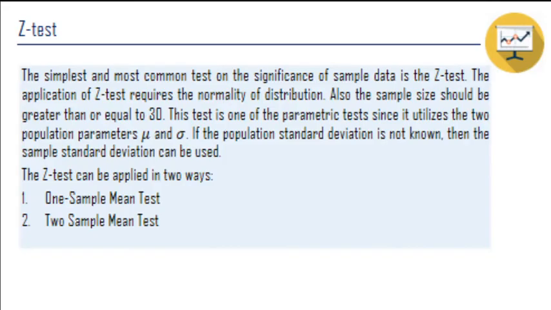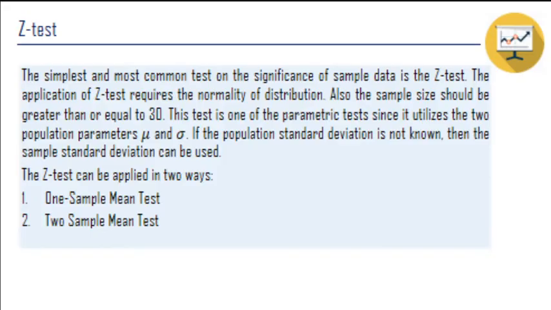The simplest and most common test on the significance of sample data is the z-test. The application of z-test scores requires the normality of distribution. Also, the sample size should be greater than or equal to 30. Again, the sample size should be greater than or equal to 30 if you use the z-test, and the data should be normally distributed. This test is one of the parametric tests since it utilizes the two population parameters mu and sigma. If the population standard deviation is not known, then the sample standard deviation can be used.